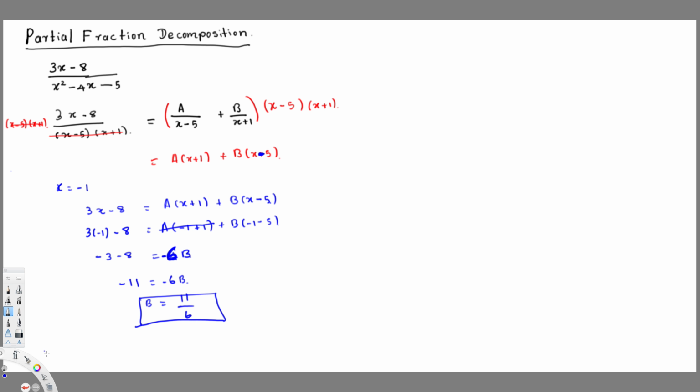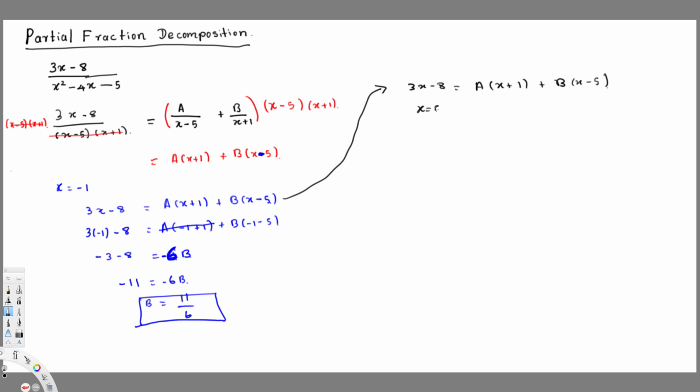Now we are going to find A. For A, we are going to do the same thing. I bring the same equation right here: 3x minus 8 is equal to A times x plus 1 plus B times x minus 5. In this case, I have to pick a value that can eliminate this B. If I pick 5, this is going to be 5 minus 5, and that's going to become 0, and I can find the A there. So let's pick 5 as x.